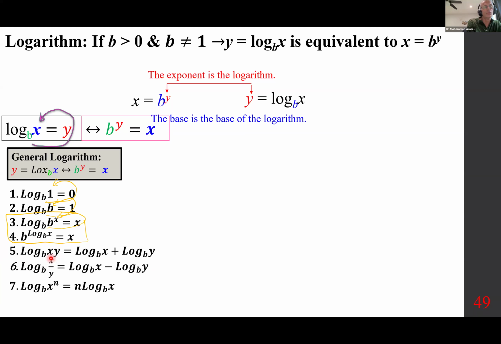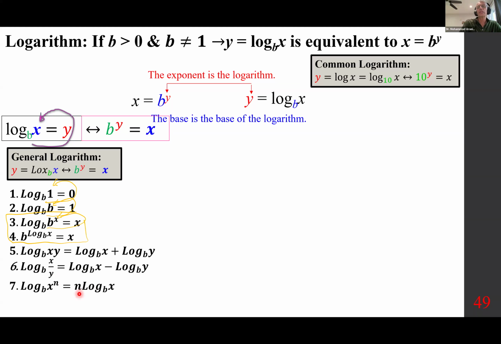This is called the product rule. Log base b of xy is log x plus log y, both of them base b. Log x over y is log x minus log y, all of them base b. This is called the quotient rule. Log of x to the power of n is n log of x, both of them have the same base. In other words, the exponent becomes the coefficient.